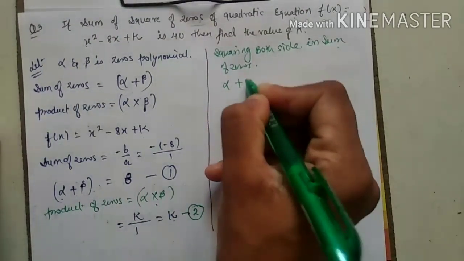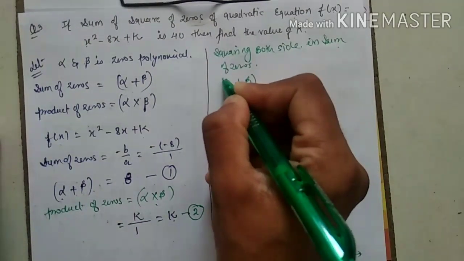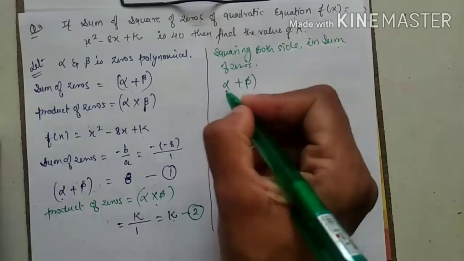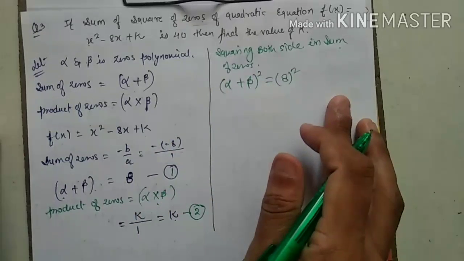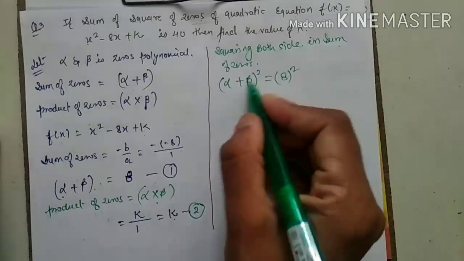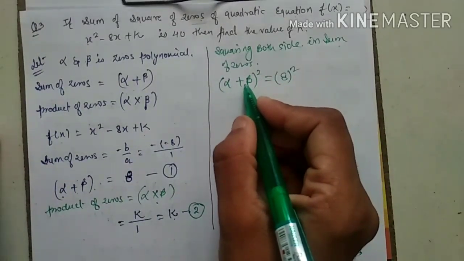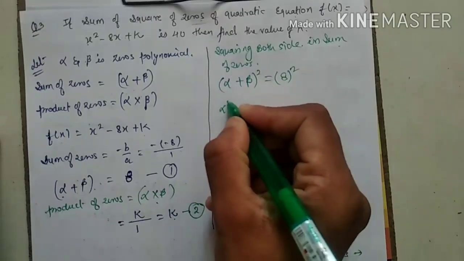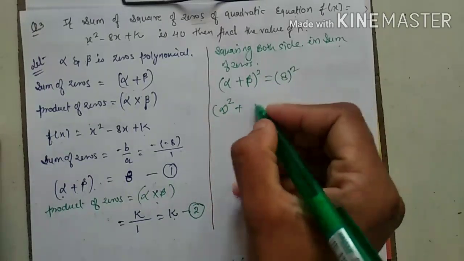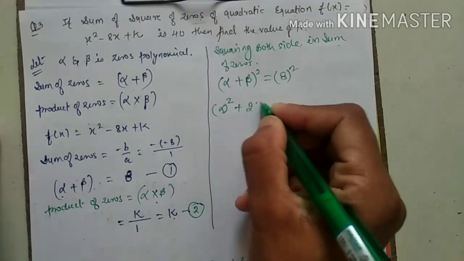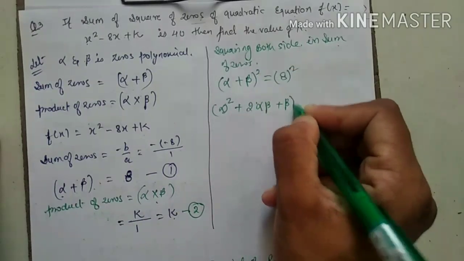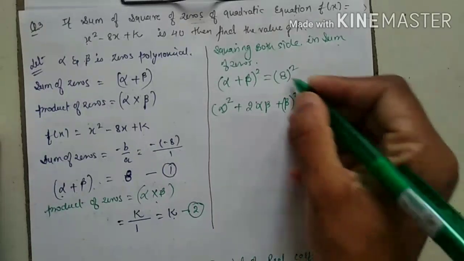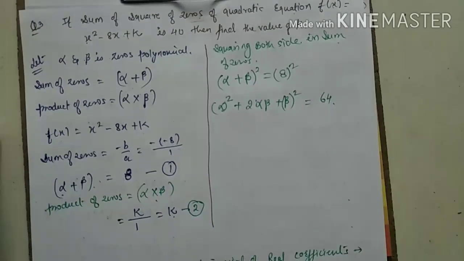So alpha plus beta equals 8 square. Both the sides I have done the squaring. Now open the bracket. As you know, a plus b whole square is a square, it means alpha square, plus 2ab, 2 into alpha beta, plus b square, it means beta square. 8 square is 64. Is it clear?